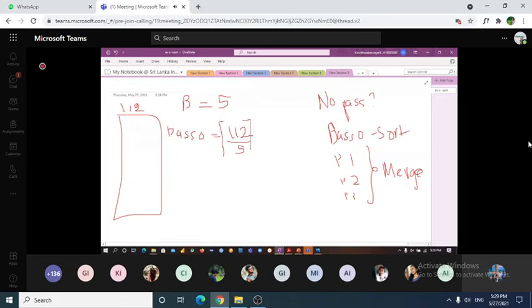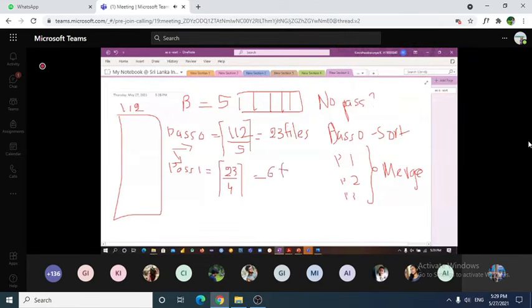But our aim is to get one file. We can't stop at 23. So go for pass 1. From here onwards, sort is over. The next is a merge. In pass 1, you take 23 files and you have 5 buffer frames. But can you use all 5? No, you can only use 4. So 23 divided by 4 gives you 6 files. Still one file is not there, so go for pass 2. 6 divided by 4, the ceiling value, you'll get 2 files.